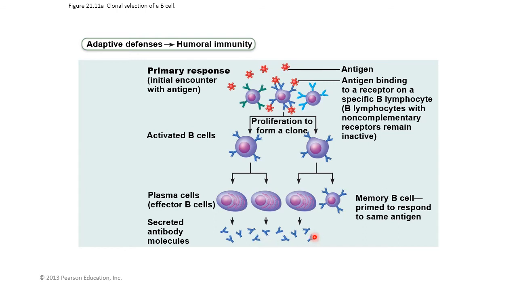Some of the cells become memory B cells, because remember, your B lymphocytes and your T lymphocytes have the ability to produce a memory. So here you see some of the cells actually become memory cells that are primed to respond to the same antigen if that infection should come back again.